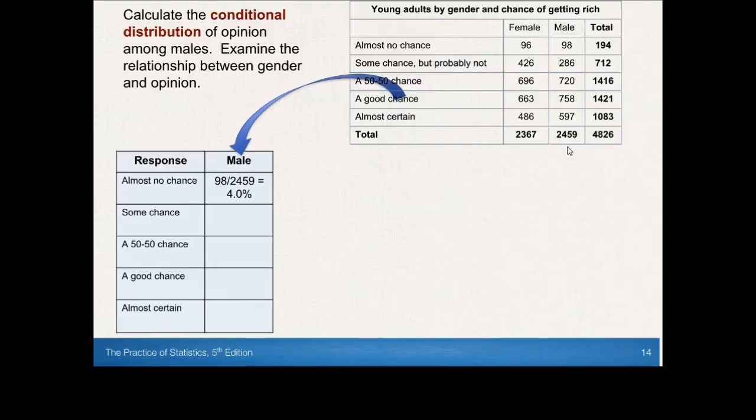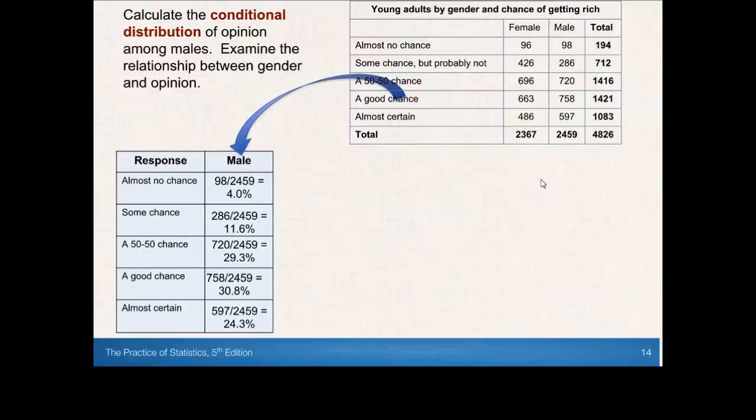So go ahead and pause and calculate the rest of that table. Okay, you should have got 11.6%, 29.3%, 30.8%, and 24.3%.